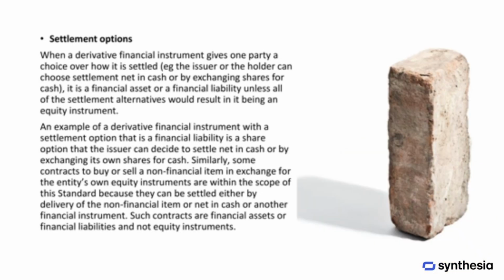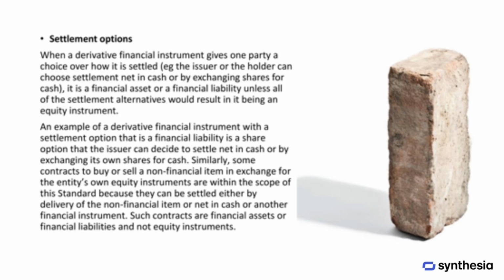Settlement options arise when a derivative financial instrument gives one party a choice over how it will be settled. For example, the issuer or holder can choose to settle either in cash or by exchanging shares for cash. In such cases, the instrument is classified as a financial asset or a financial liability, unless all settlement alternatives would result in it being an equity instrument. For example, a share option where the issuer can choose to settle net in cash or by exchanging its own shares is a financial liability.